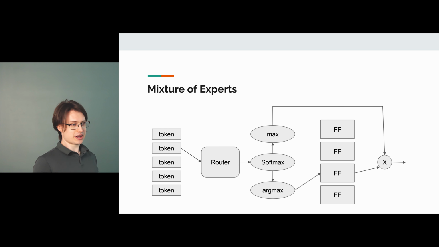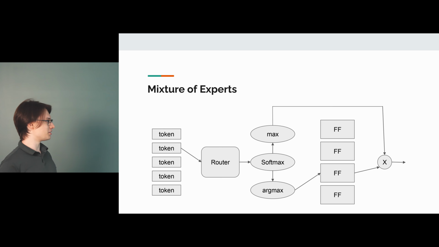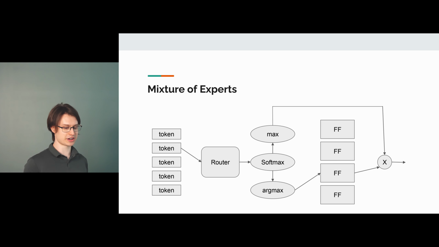And there are a lot of flavors of mixture of experts. The one in the picture is called Switch Transformer. So you just take the best expert. Sometimes you have other routers that take 2 or more experts.